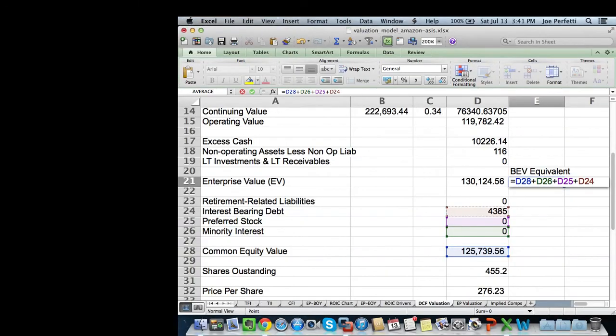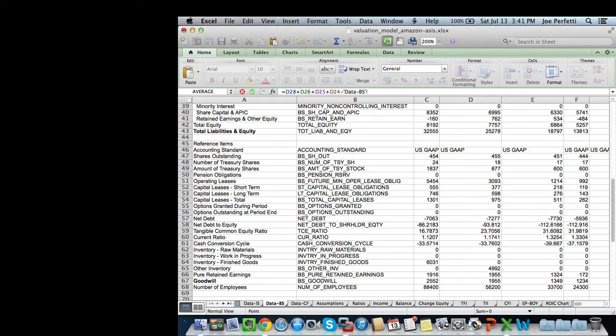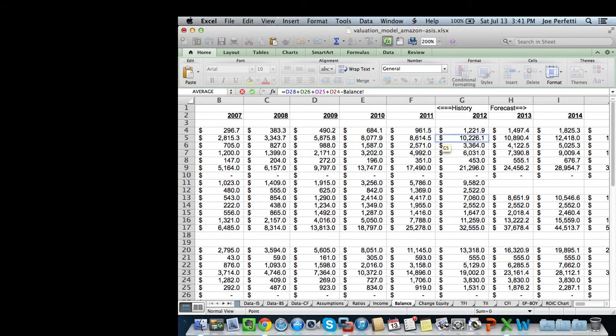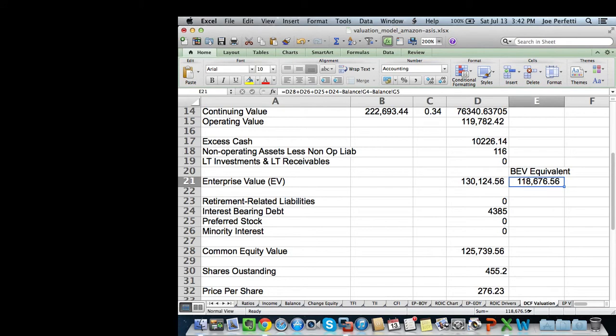And then I'm going to subtract out all cash. So it's these four things minus the cash. In this case, I'm going to go back to the actual balance sheet, or I can do it off of my balance sheet. But the point is, I need to subtract both operating and excess cash, as opposed to just excess cash, because they use both. So for 2012, it's minus that and minus that. So notice that their enterprise value is a little bit different. Questions about that?